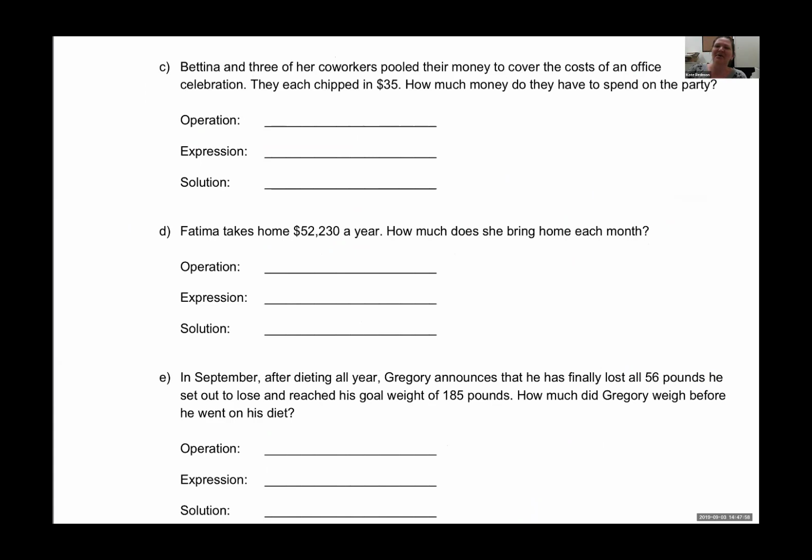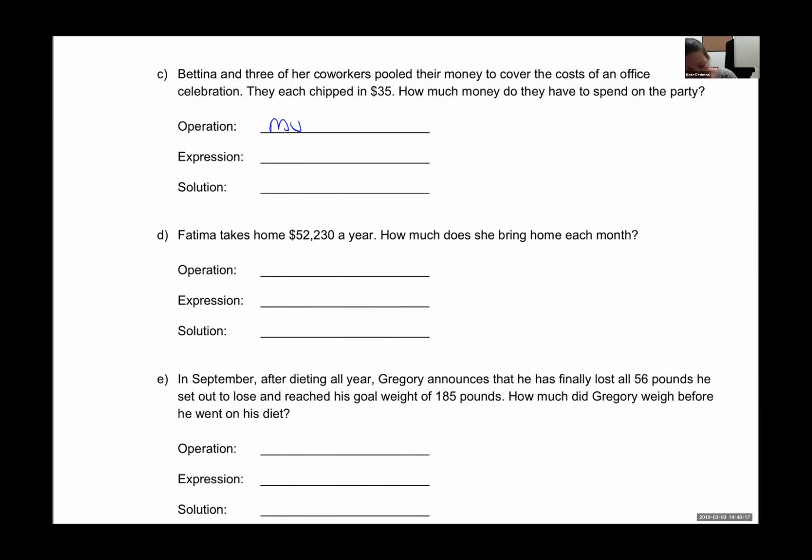Okay, C. Bettina and 3 of her coworkers pooled their money to cover the costs of an office celebration. They each chipped in $35. And I ask, how much money do they have to spend on the party? Okay, guys, what's the proper operation here? I'd say multiplication. Yeah, I definitely could use multiplication. Or you could add. Exactly. David pointed out I could also add. But I'm a mathematician. I'm super lazy. I want to go the fast way, so I'll put multiplication here.